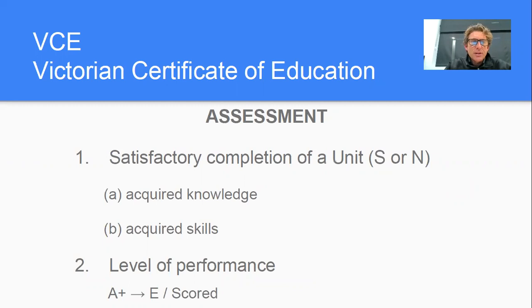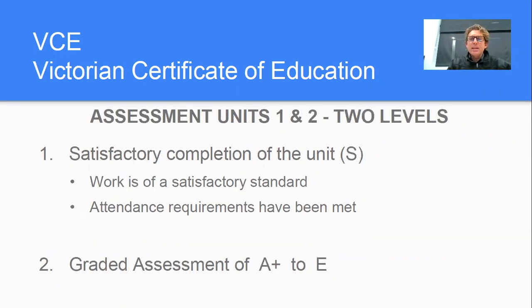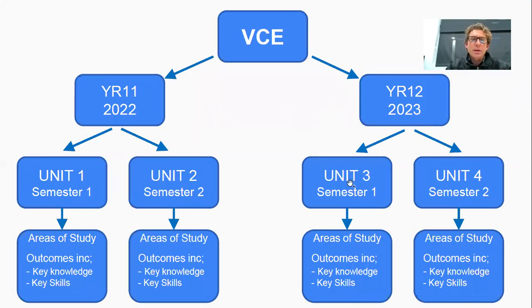As far as assessment is concerned in VCE, you have 2 versions of assessment, I suppose. You have the satisfactory completion, which is the S or N, as well as the level of performance. At Year 11, that S or N is the teacher's judgment on whether students have achieved the outcomes required. We also have graded assessment for various assessment tasks as well. Those assessment tasks are developed by the KLAs or teachers of those subjects. That's just the Year 11.